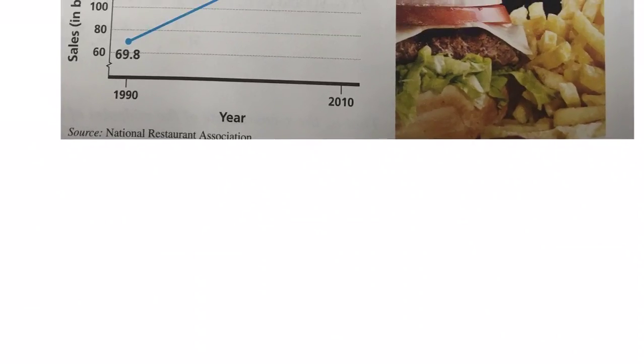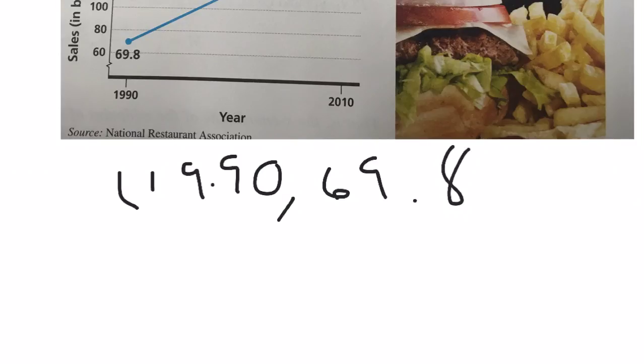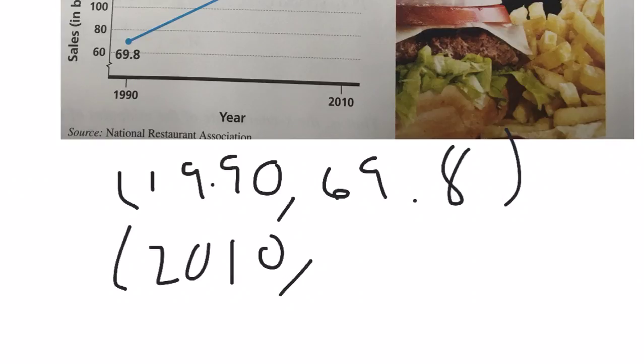So, the way we can estimate it, like I said, we can use the midpoint formula, create two ordered pairs. In the year 1990, the revenue was $69.8 billion. We can just do 69.8. And in 2010, the revenue was $164.8 billion.